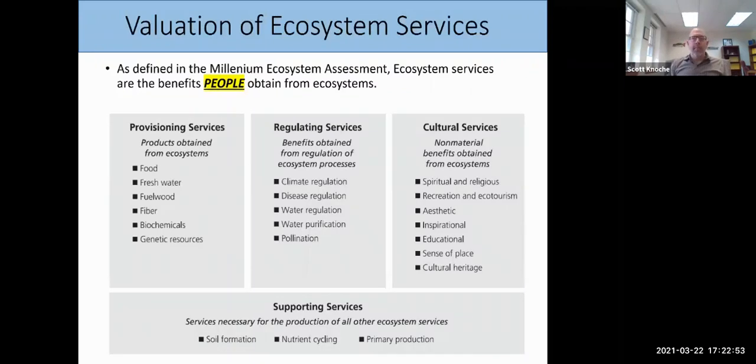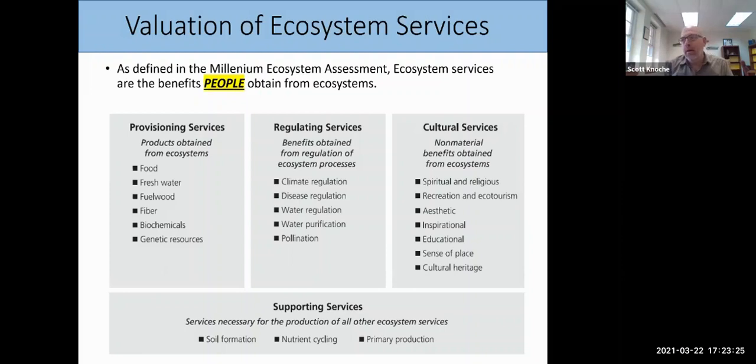So moving from the benefit-cost and transitioning to how we estimate values or benefits and willingness to pay for ecosystem services, right? The Millennium Ecosystem Assessment defined ecosystem services as the benefits, small b, not big B like economists use, but small b benefits, the people obtain from ecosystems.